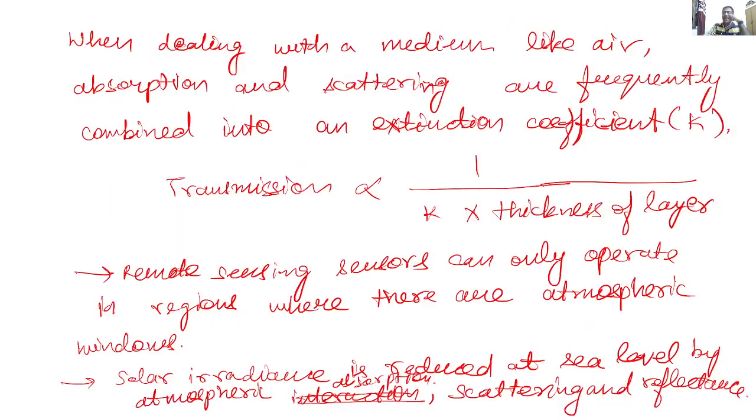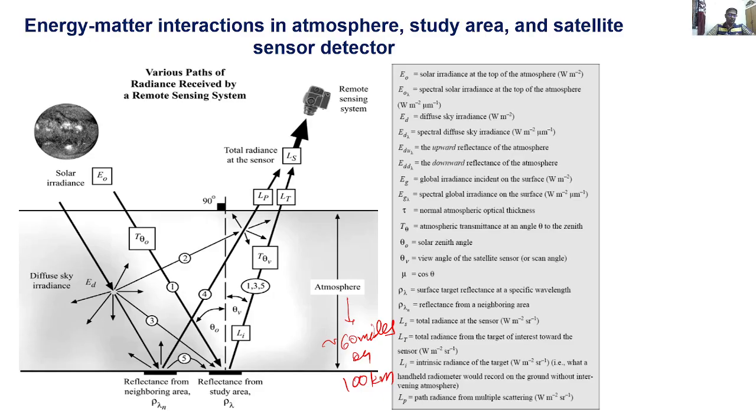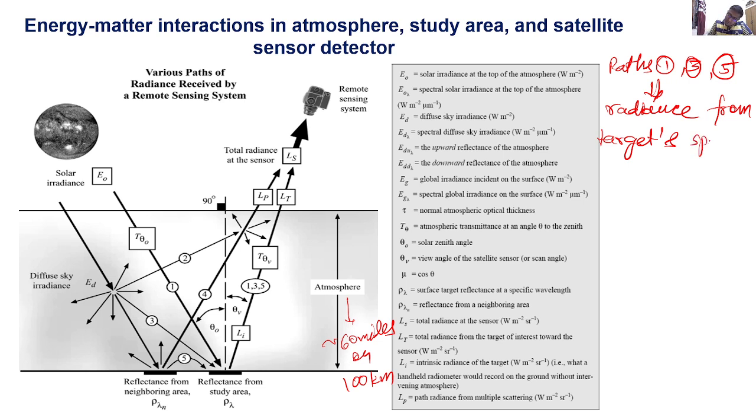So now let's move back to the basic figure which I showed here. There are paths 1, 3 and 5 in the same figure. What are these paths? Let's see. This is the first path, this is the third path, and this is the fifth path. These will give us an idea about the radiance from targets, spectral information. Paths 1, 3 and 5. Why? Because they all are able to reach the study area somehow.